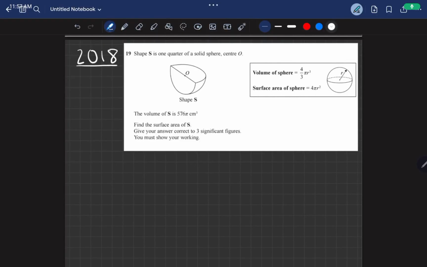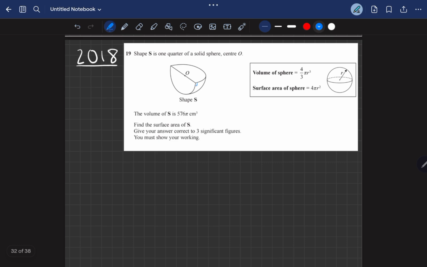Here we are looking at question 19. Shape S is 1/4 of a solid sphere, center O. So that right there is going to be like 90 degrees. The volume of S is 576 pi centimeters cubed. Find the surface area of S. Give your answer correct to 3 sig fig.